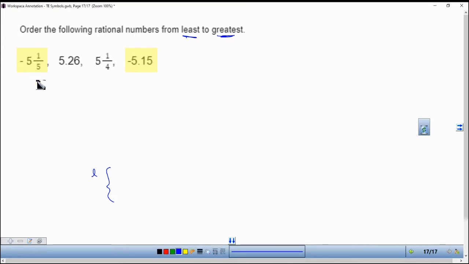All right, well, I have negative 5 and 1/5. And I'm thinking to the last examples we did when we changed mixed numbers to improper fractions. And I'm thinking, can I get from fifths to tenths really easily? And I think I can. So I can multiply the top and bottom by 2. So this is going to be negative 5 and 2/10.